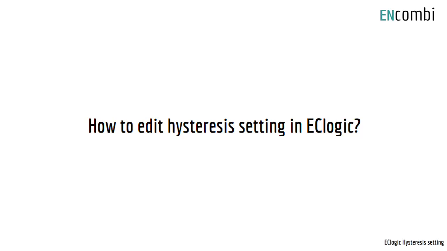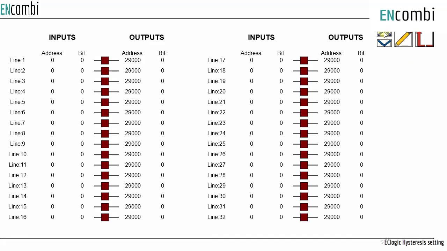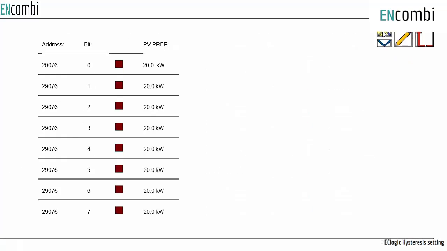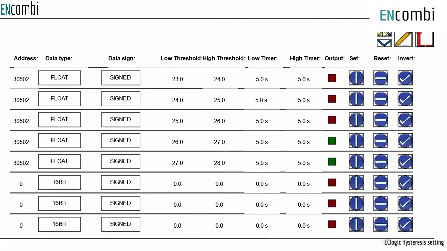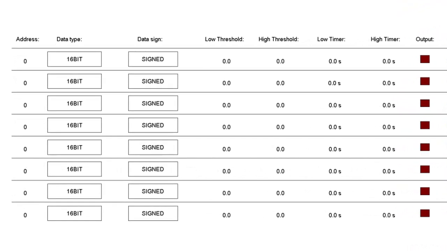How to edit hysteresis setting in the EClogic. Go to the EClogic and click the linker. Then navigate to the hysteresis editing page by using the up and down arrow buttons. There you will reach the hysteresis editing page. Here in the hysteresis setting, all columns have to be edited correctly according to the Modbus slave documentation.